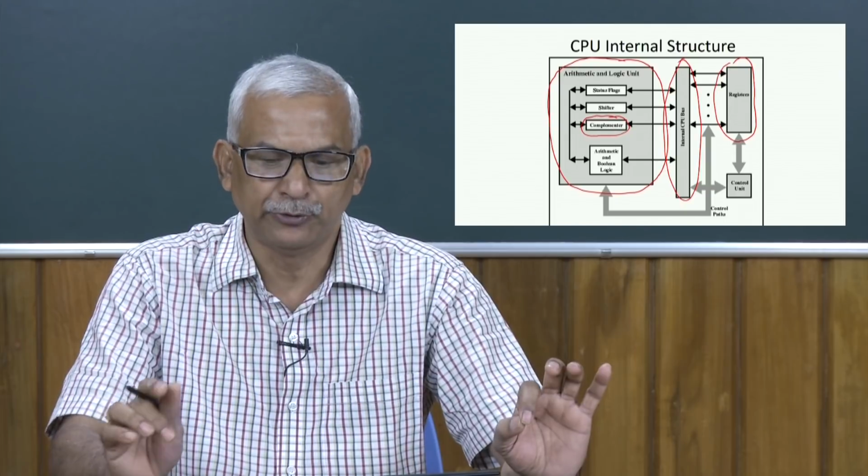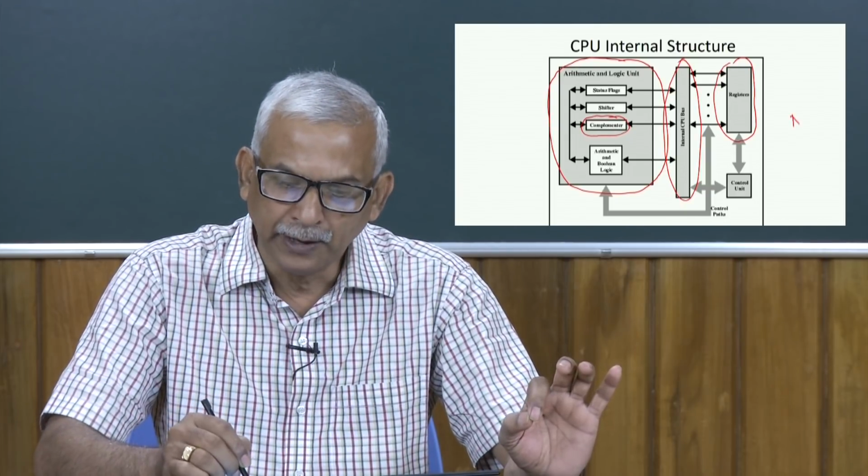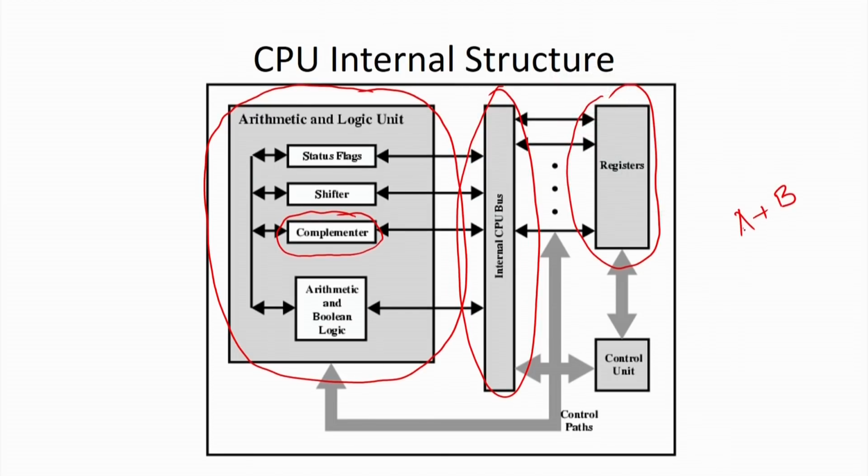Just so that if I want to add two numbers A plus B, then what are we going to do? First we will transfer A from this register to the input of the ALU, then we will transfer B from the register to the ALU, then I am going to perform the addition operation. Whatever result we get after performing the addition operation, we are going to transfer it to the registers.